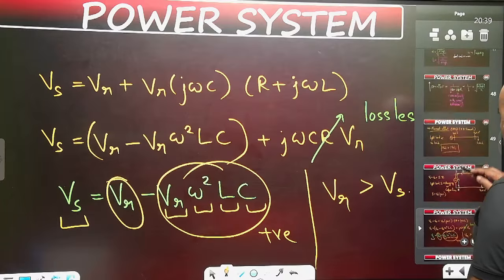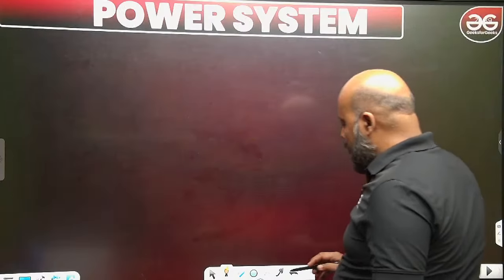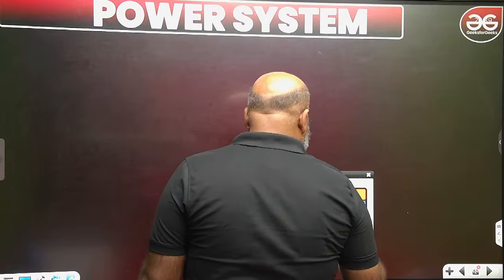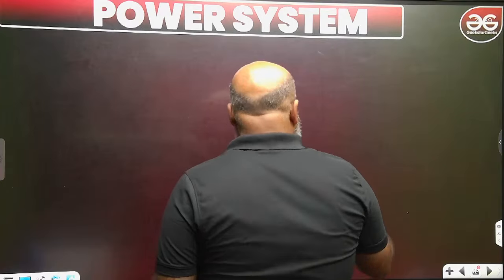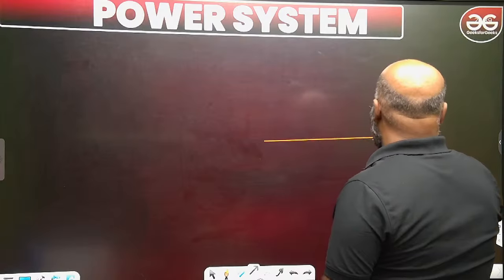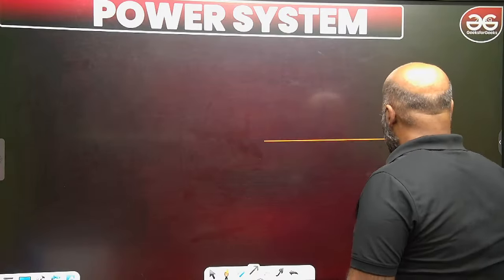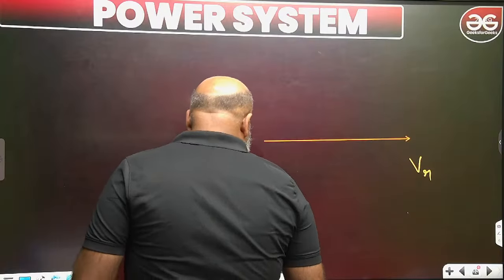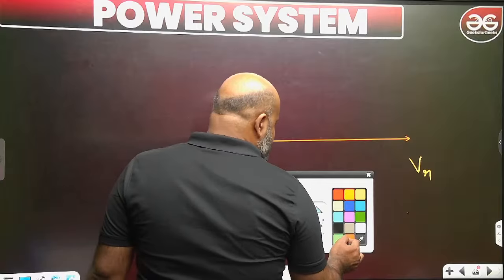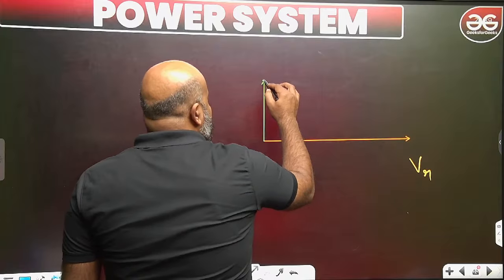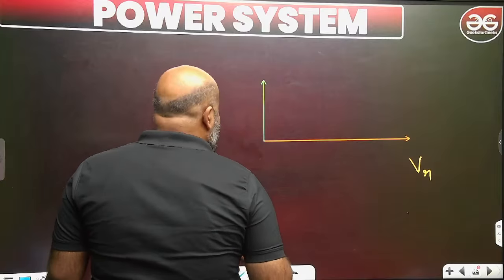I remember the question. If I draw the phasor diagram, you will understand it quickly. Suppose we are taking the receiving end voltage as the reference. This is the receiving end voltage. The line current is capacitive or charging, so the line current is leading this voltage by 90 degrees.